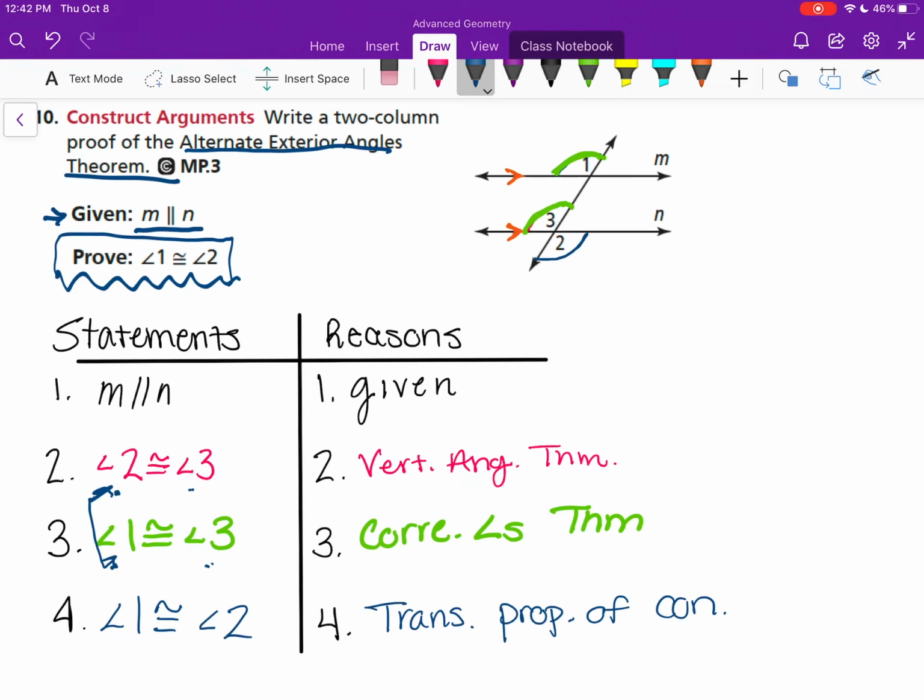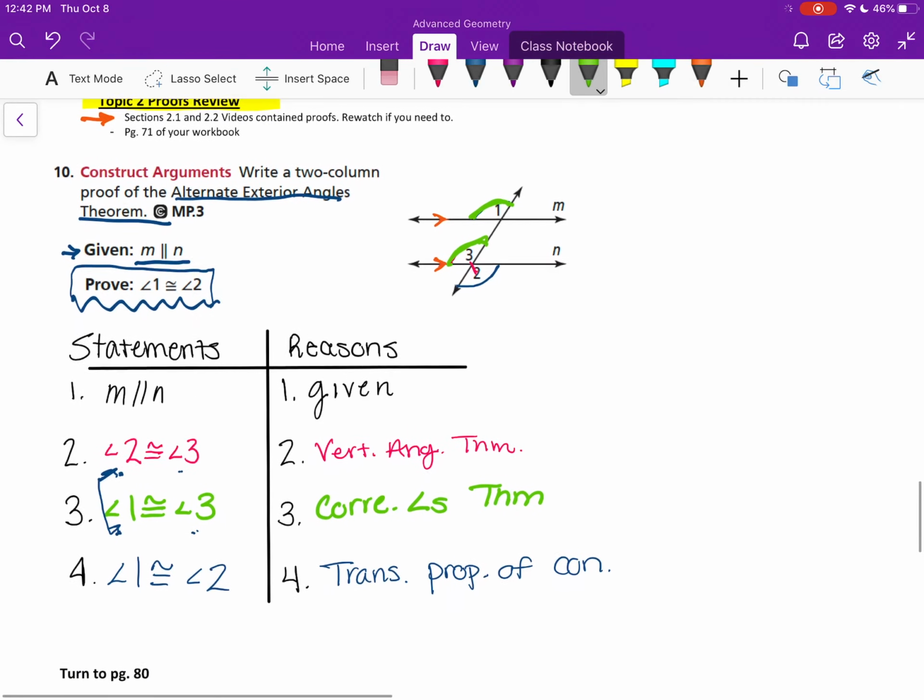And we did it. We proved using other mathematical reasons, actually just using the vertical angles theorem and the corresponding angles theorem, that's why we can say alternate exterior angles are congruent. We did that in 4 steps.